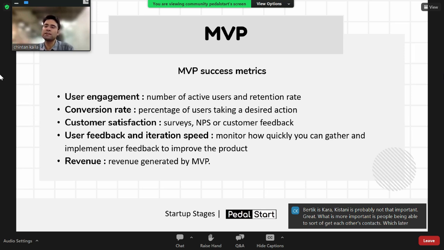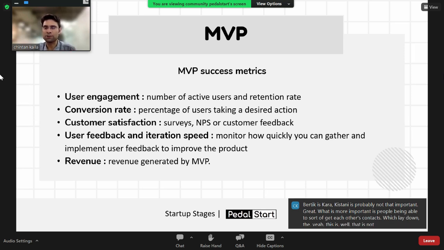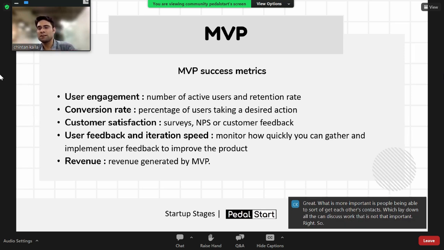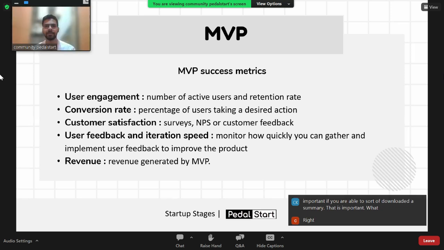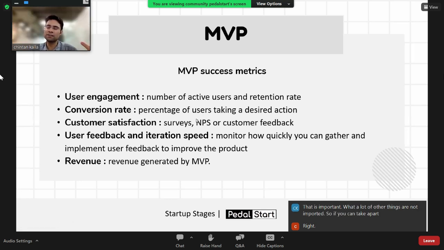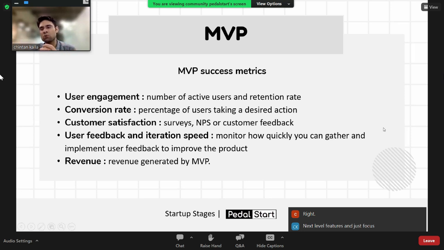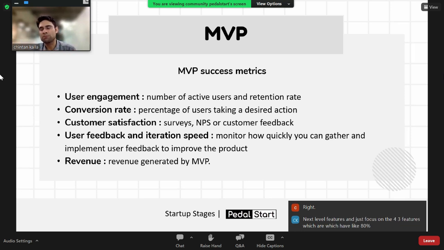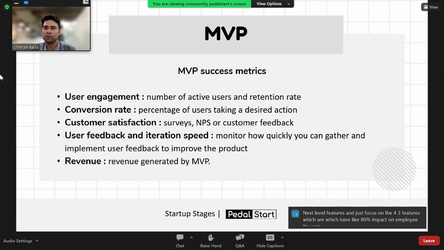What was discussed in the last town hall is not that important, right? In HRMS, what is more important is that you're able to download your salary slip. That is important, but a lot of other things are not important. So if you can take apart the 7 and next-level features and just focus on the core 3 features which have like 80% impact on the employee, you can sell your product.